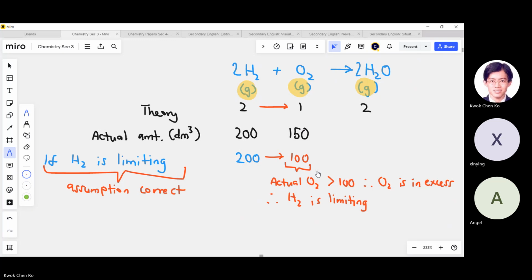Sabrina, how much water do I get in volume? Yes, good. So I'll circle the limiting reactant H2, and therefore it will determine my product. 2 is to 2, so 200 will give me 200. Check, make sure it's a gas, otherwise you can't do this. So I get 200 dm³ of steam as my product.